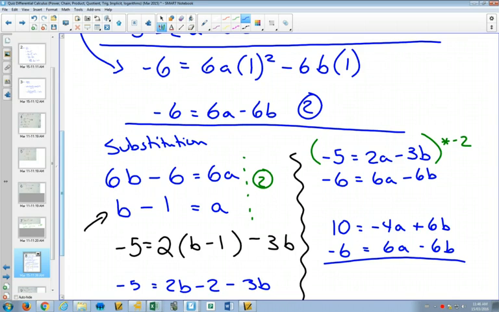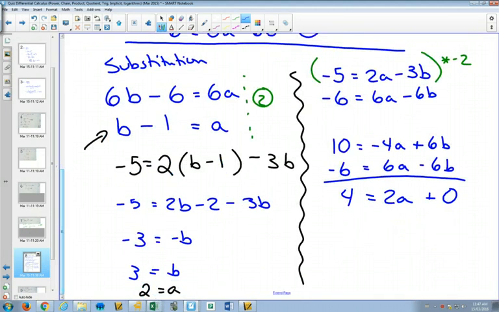And the elimination technique said if that's the case, you can now add your two equations together. 10 plus minus 6 is 4. Negative 4 plus 6, you're left with 2a, and of course the b's then cancel out. So if 2a equals 4, then a equals 2. And once you've solved for one of them, again you can plug a equals 2 back into either equation 1 or equation 2. And you would get b is equal to 3.